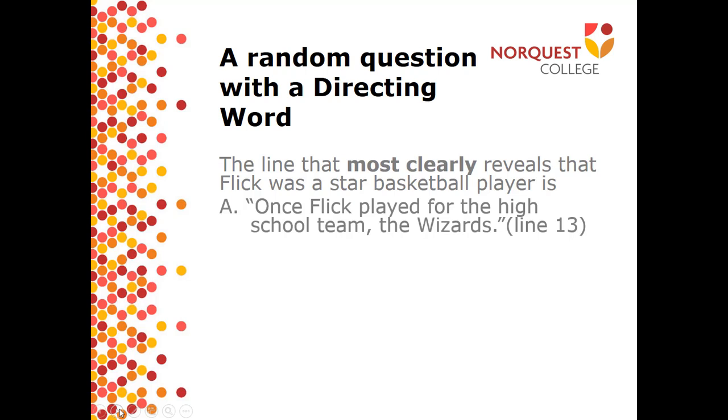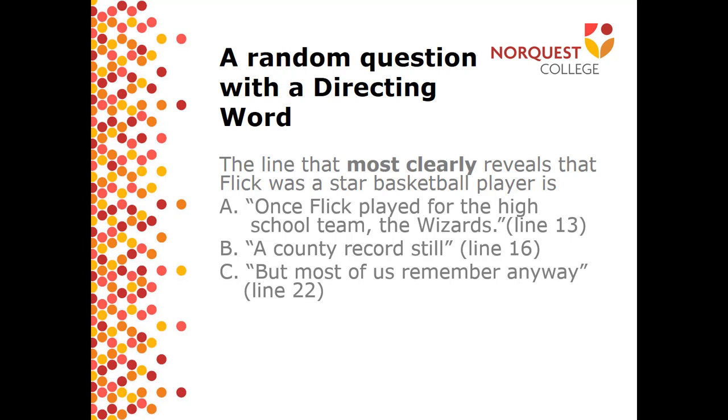Now here I have a sense of him playing, but not that he's a star basketball player. So that's not the answer. A county record still would suggest that this does reflect star quality because it's still a record. But most of us remember anyway, line 22 would suggest he's a basketball player, but again, doesn't suggest that he's a star. And D, bright applauding tears would suggest that, again, he is a basketball player, but it could be just the play and not the player that is being applauded.